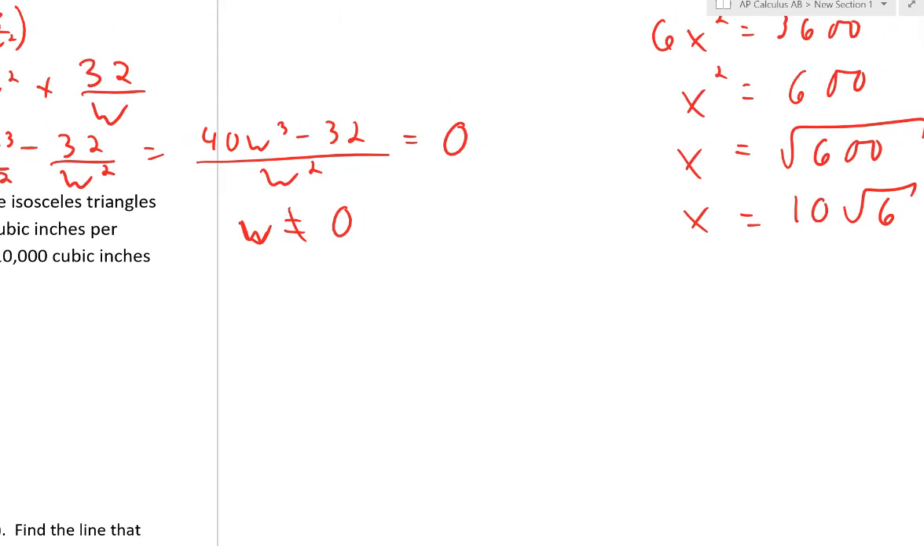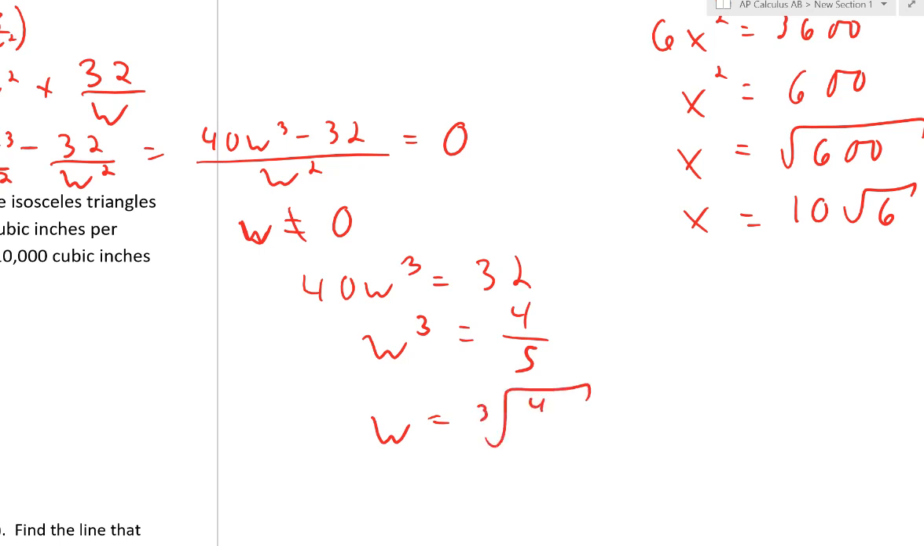So we need to know what makes the numerator 0. And that boils down to 40W squared has to be 32. Oh, W cubed, I mean. W cubed has to be 32 over 40, which is 4/5, which means W is the cubed root of 4/5, and that's going to be in feet, I believe.